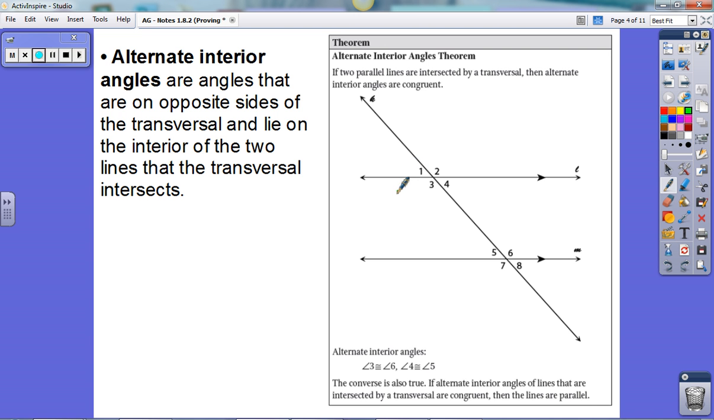Alternate interior angles, think about what we talked about just a minute ago with interior angles. So we know that they're inside or in between the two parallel lines, and alternate means that they're on opposite sides of the transversal. So 3 and 4, or excuse me, not 3, 4 and 5 would be examples of alternate interior angles because they are on opposite sides. That's the alternate part, right? Opposite sides of the transversal, but both inside or in between these two parallel lines. Another example of alternate interior angles would be 3 and 6.